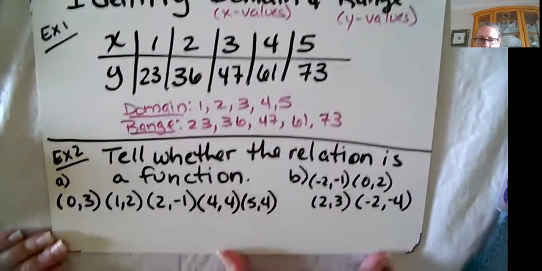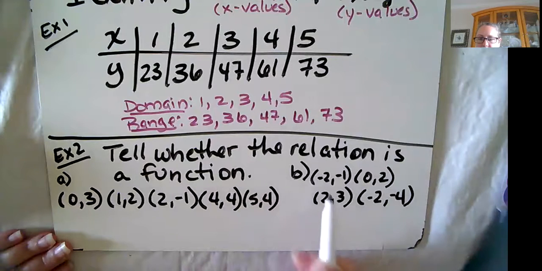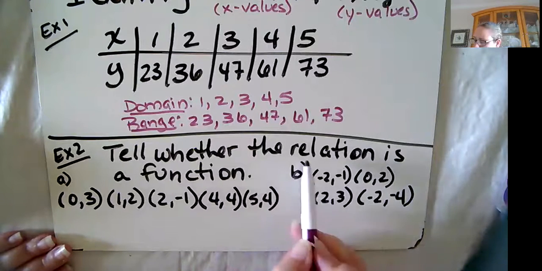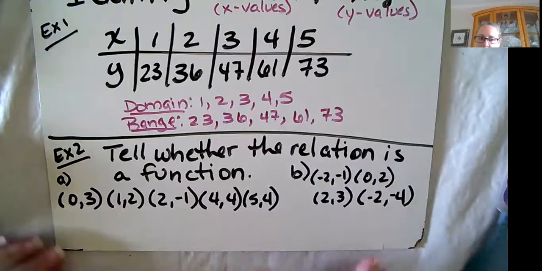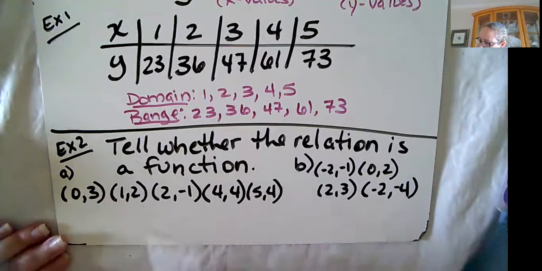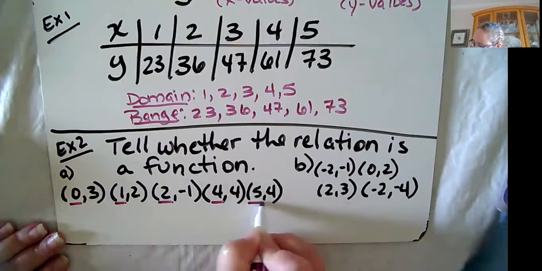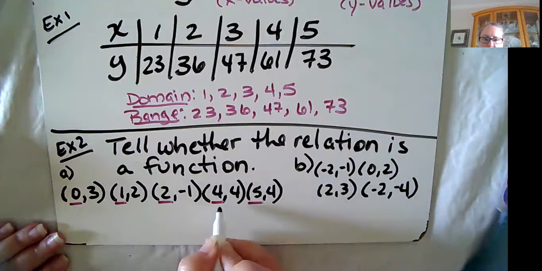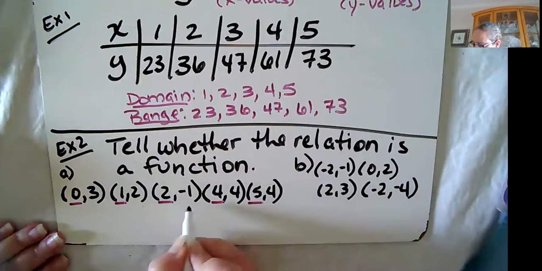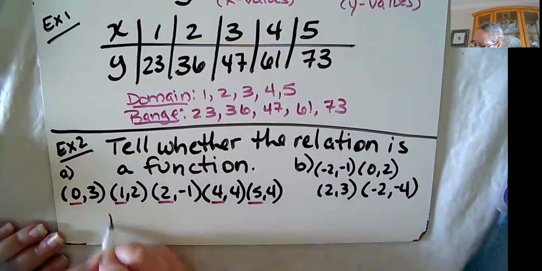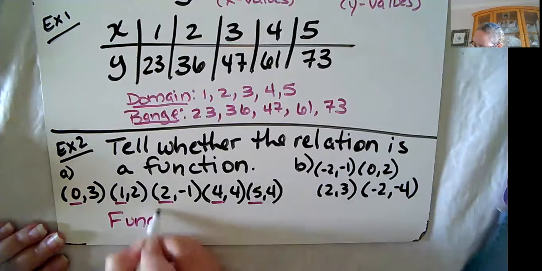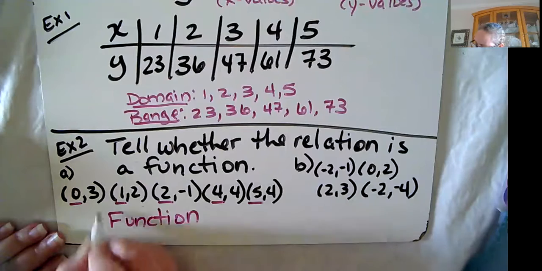For the second one, they want us to tell whether the relation is a function. Relation is referring to our x and y values together. So to determine whether or not the relation represents a function, you look at your x values. If none of your x values repeat, which they don't, then this represents a function.